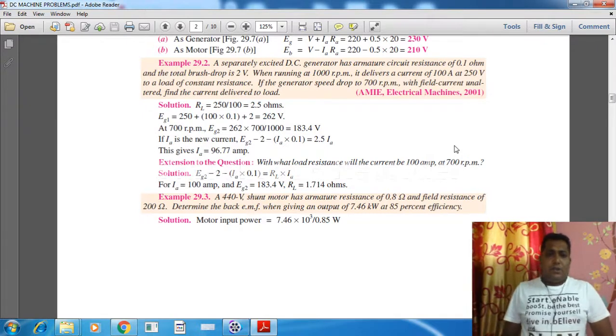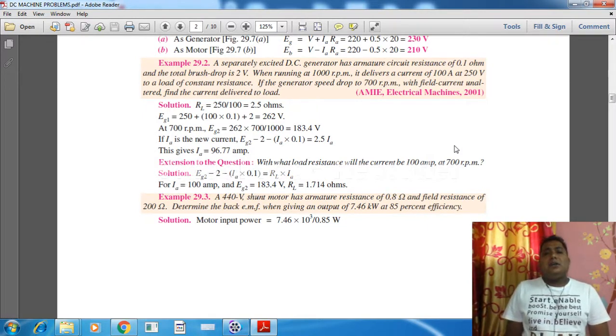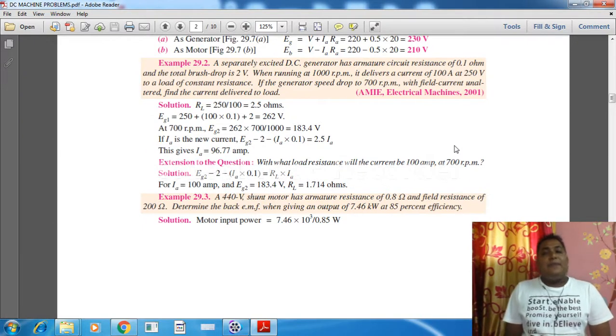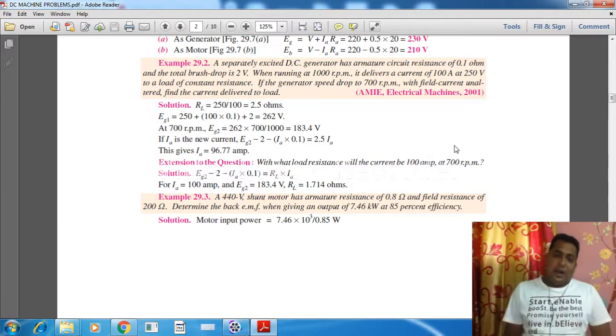Okay, so now we are doing this particular problem. It is told that a separately excited DC generator has armature circuit resistance of 0.1 ohm and the total brush drop is 2 volt. When running at 1000 rpm, it delivers a current of 100 ampere at 250 volt to a load of constant resistance. If the generator speed drops to 700 rpm with field current unchanged, find the current delivered to load.